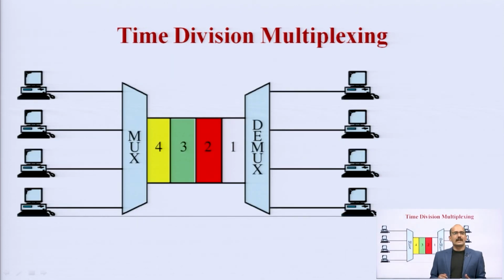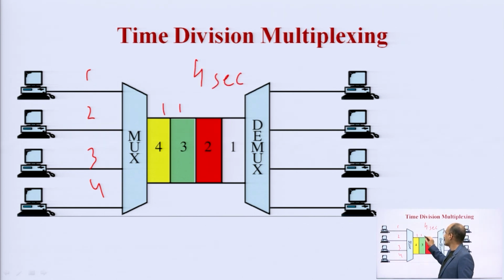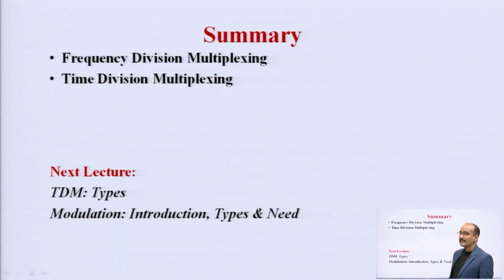So, this is the diagrammatic representation of time division multiplexing. The same users 1, 2, 3, 4 are using the same bandwidth for a limited time, as if, for example, this is 4 seconds, 1 second for each user. So, this is about time division multiplexing.